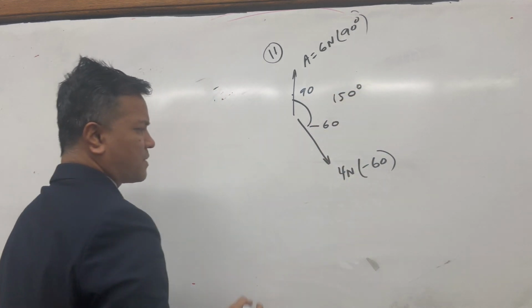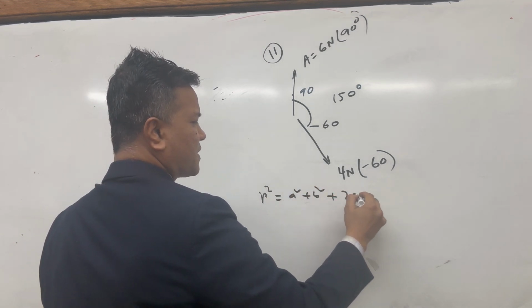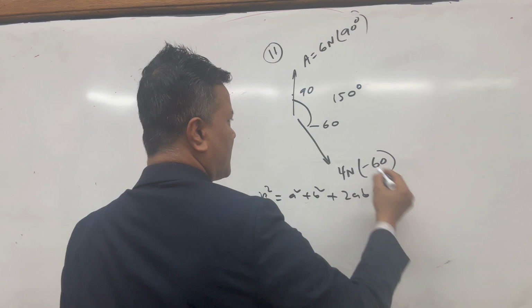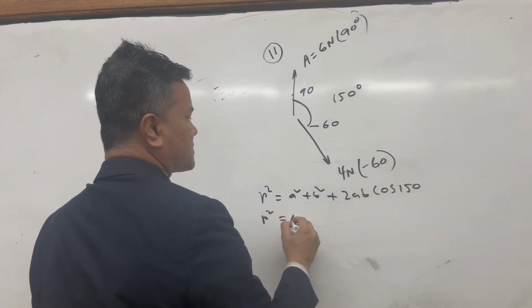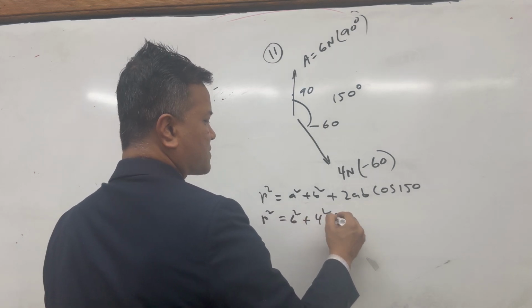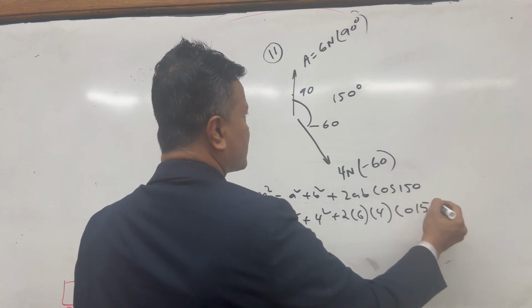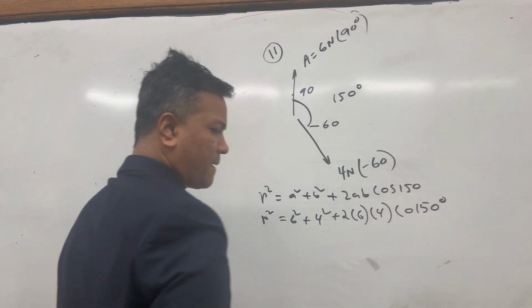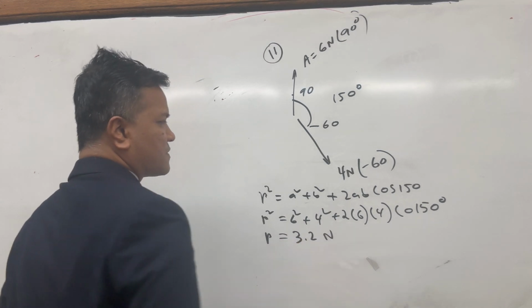Why do we need that? Because we need to use the parallelogram. R squared is equal to a squared plus b squared plus 2ab cosine 150. That gives you r squared is equal to 6 squared plus 4 squared plus 2 times 6 times 4 cosine 150 degree, and that gives you about 3.2 Newton. So the answer is 3.2 Newton.